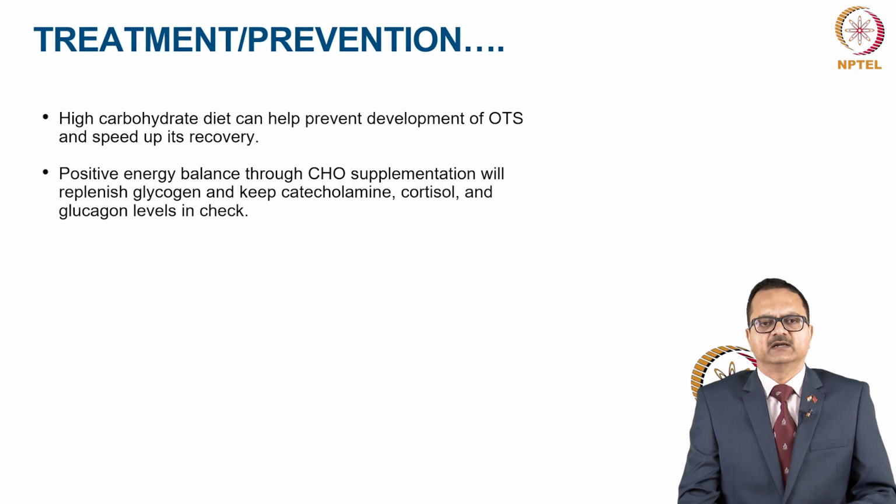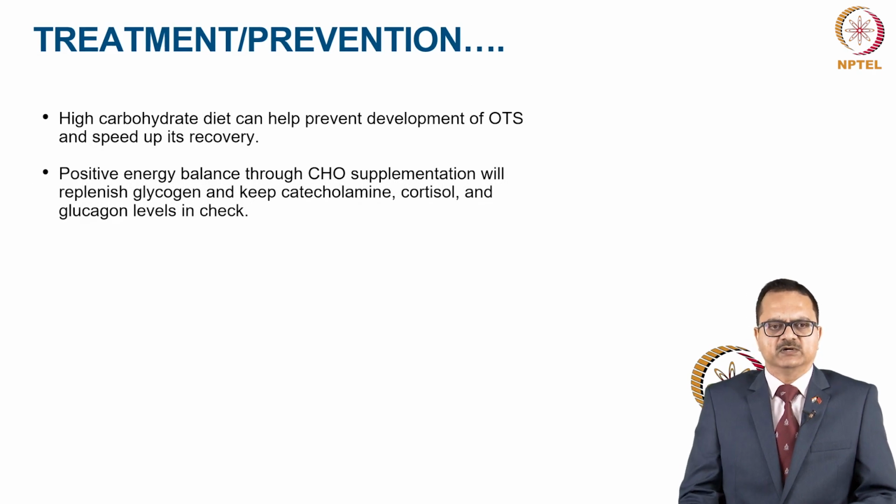A high carbohydrate diet can help prevent the development of overtraining syndrome and speed up its recovery. If you give carbohydrate supplementation, there will be a positive energy balance. It may replenish glycogen levels and keep catecholamine, cortisol and glucagon levels in check.